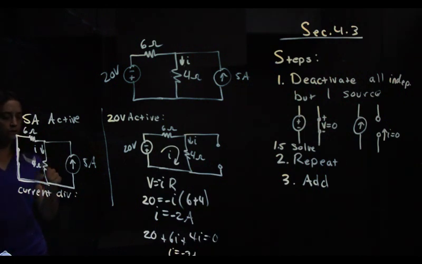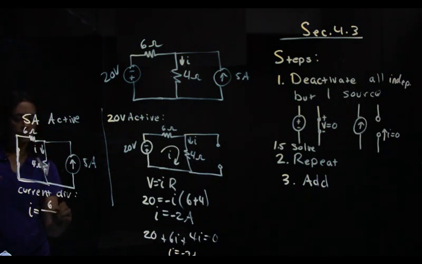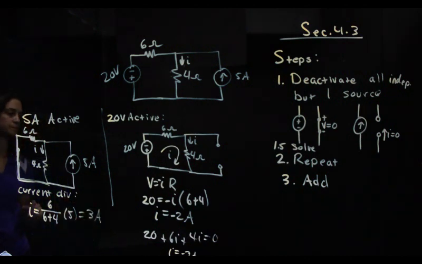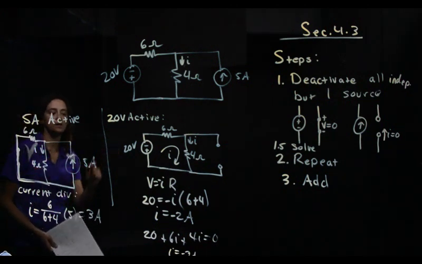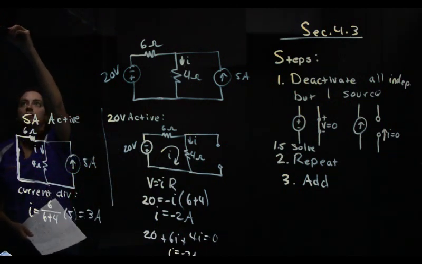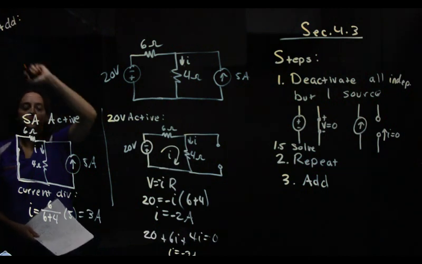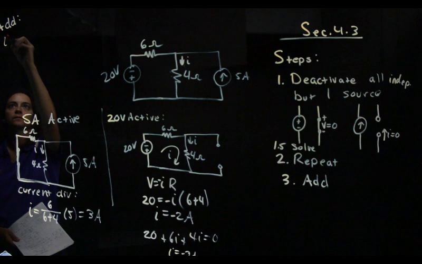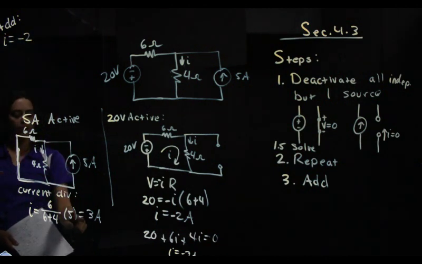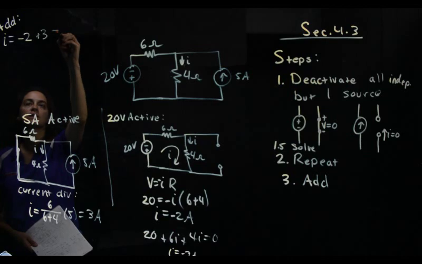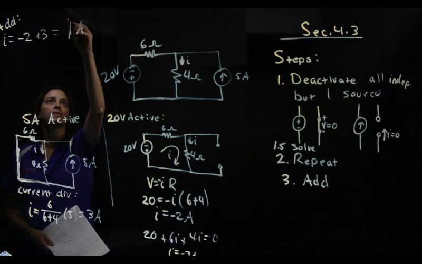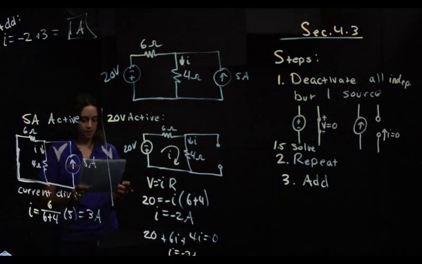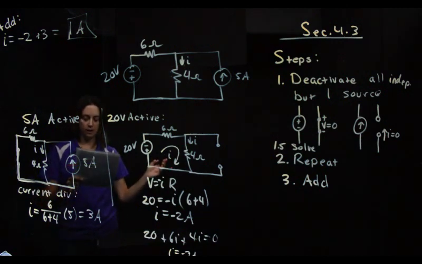So for current division, we're looking for the current through the 4 ohms. So that means that my other one, the 6, goes on top, add the resistors on the bottom, multiply by the source, and I get 3 amps. So that finishes our step 2. Now we need to do step 3, which is add. So we're going to take the I we got from here, which was negative 2, the I we got from here, which was 3, add them together, and we get our answer. And make sure that's correct. Good. I got 1 amp on here too.